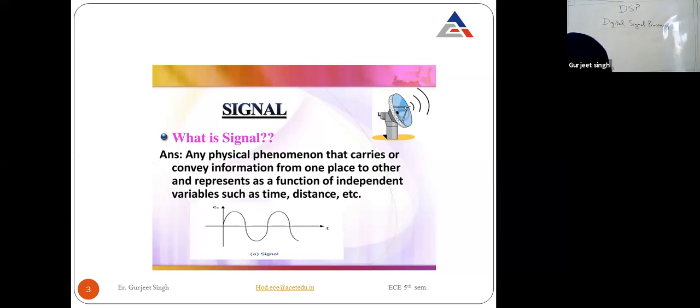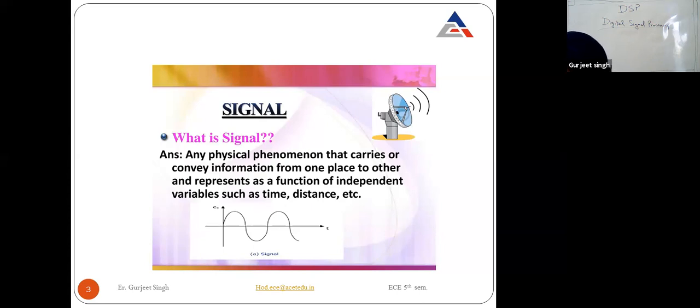So in short, a signal is a parameter, a physical phenomenon, that conveys information from one point to another point, or you can say from one place to another place. And it is a function of a variable. It is a function of time, distance, etc.